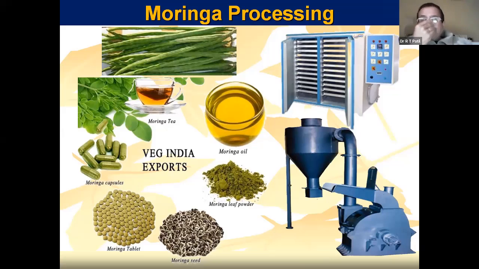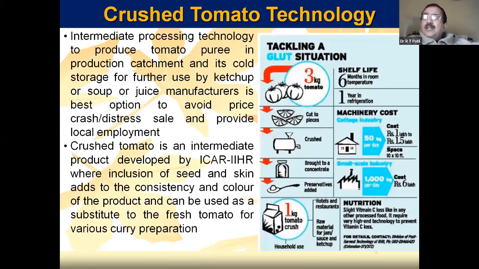Similarly, for tomato, I told you that the first grade goes for table purpose, and the second and third grade doesn't get any price. And that is why it falls on the farmer's head, meaning, and then finally it cannot be consumed in the village also, and it rots. And that is why this is a wonderful technology developed by IIHR again, Bangalore. So this is the technology.